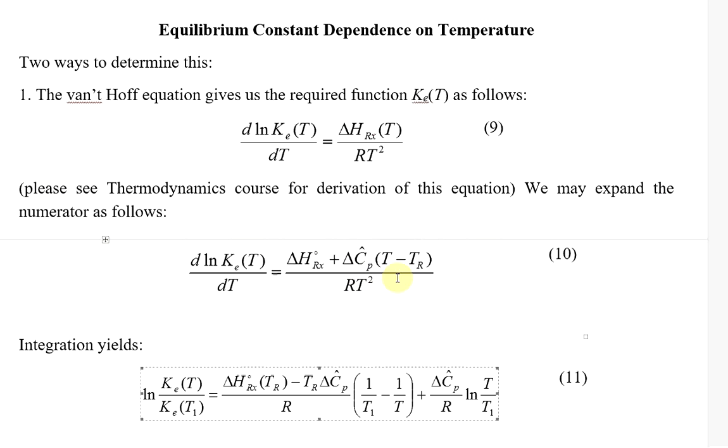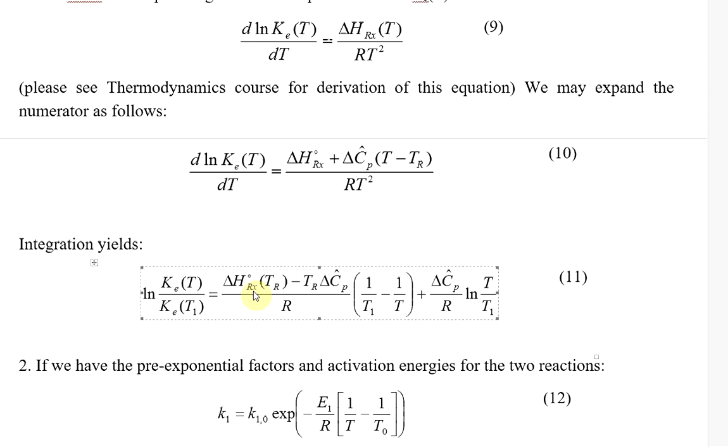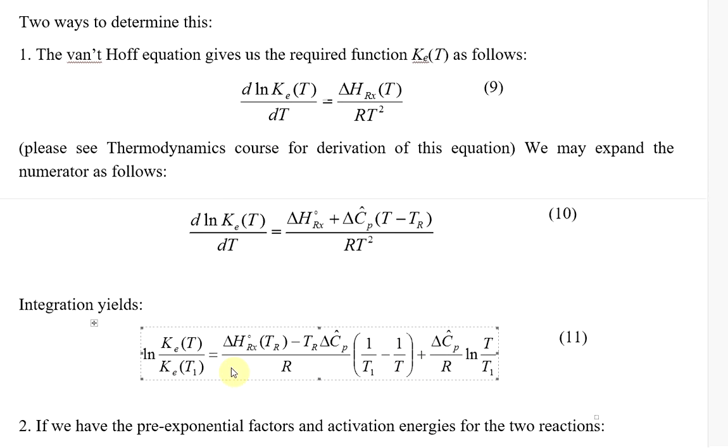So if we integrate this part, then we've got this contribution here. That's the integration. That's what integration gives us for equation 10. And of course, we can then use this relationship to get the equilibrium constant as a function of temperature. What's nice about this equation is we only need to know the equilibrium constant at one specific temperature, and we only need the enthalpies of our species thereafter.